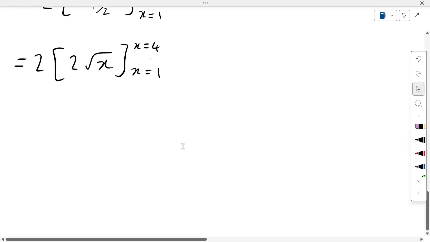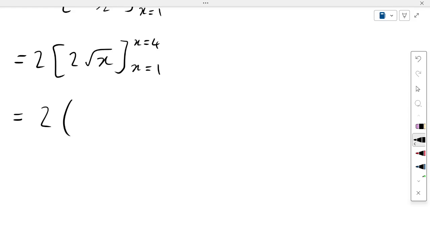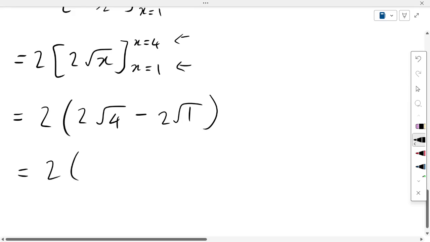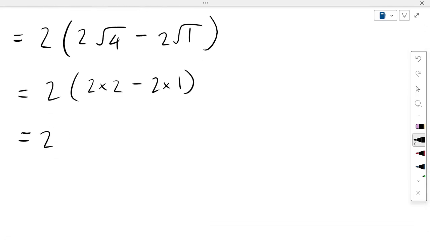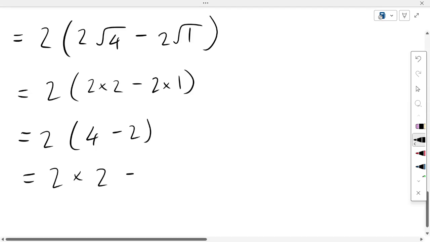Okay. Now we're just going to plug the stuff in. We're going to have 2 bracket, we're going to have 2 root, we're going to deal with the upper limit first. It's going to be 4, and this is going to be minus, and then we are going to have 2 root 1, which is the lower limit. And therefore, it's going to be 2 multiplied by root 4, that's just 2 multiplied by 2, minus 2 multiplied by root 1, which is 2 multiplied by 1. And then therefore, we can actually just simplify further. We can say 2 multiplied by, this is 2 times 2, which is 4, minus 2 times 1, which is equal to 2. And therefore, this is 2 times 2, which is equal to 4. And that's the answer of this integral.